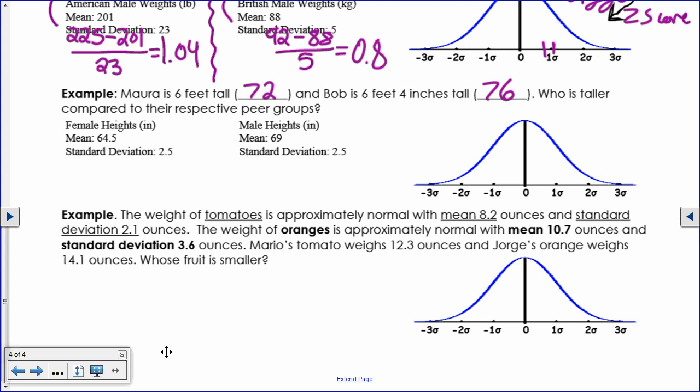So that's why we have to use the z-score. You have to find the z-score for each of them, graph them, and then see which one is bigger because they're talking about taller. So we're looking for the bigger z-score. Okay. Right? So what's Mara's z-score? How would I find it?